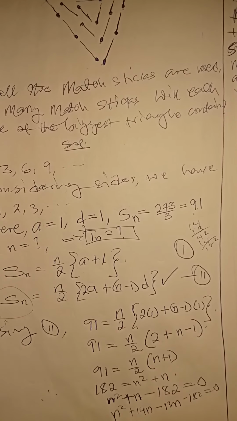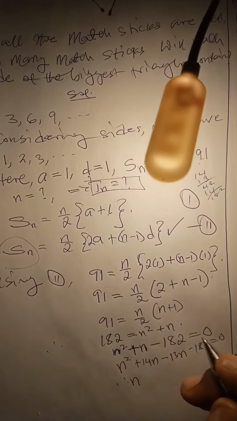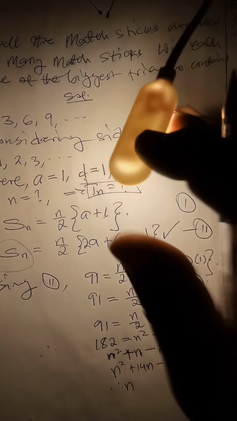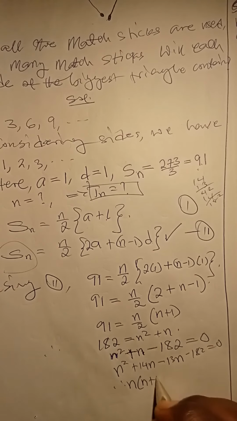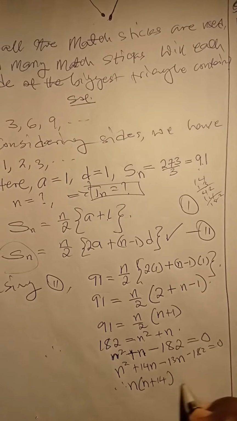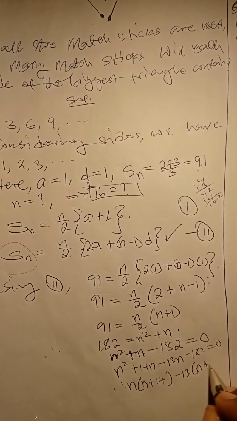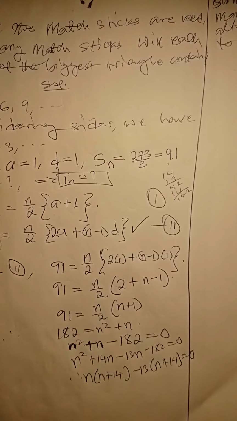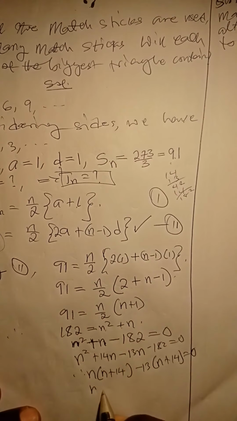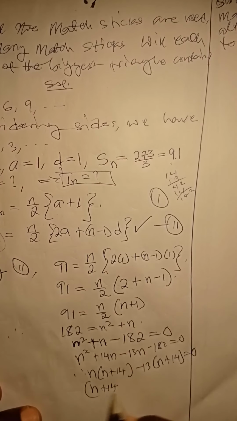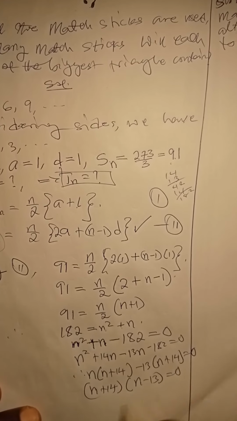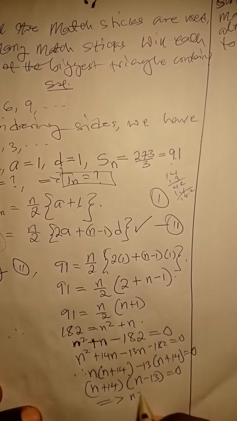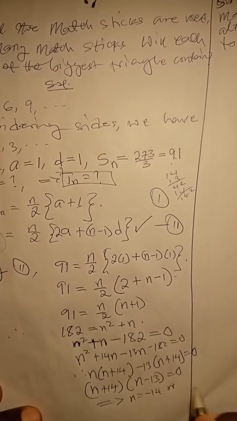And so we have n bracket n plus 14, minus 13 bracket n plus 14 is equal to 0, like this. So now we have clearly n plus 14 bracket n minus 13 is equal to 0. So this implies that our n is equal to minus 14 or 13.